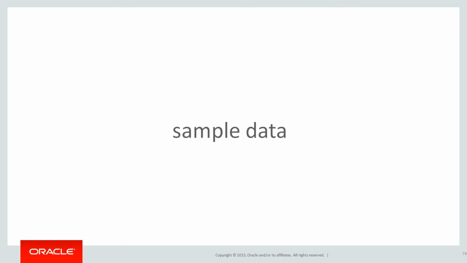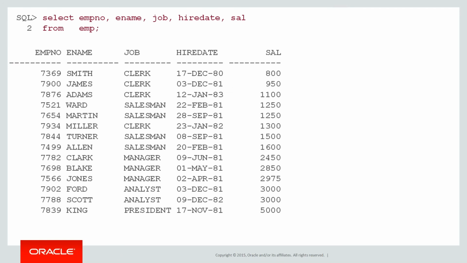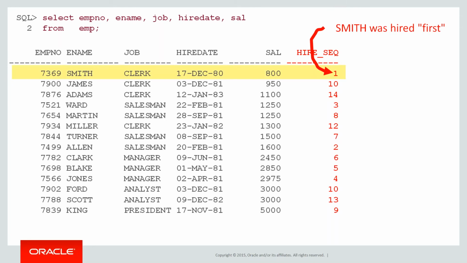So let's look at some sample data for that. Here's the classic emp table. So here's our data. We want to do the following. We want to add a column called the sequence in which you were hired. So you can see that Smith was hired first because he was hired in December 1980, and we knew that Adams was hired last, so he's the 14th. He was hired in 1983.